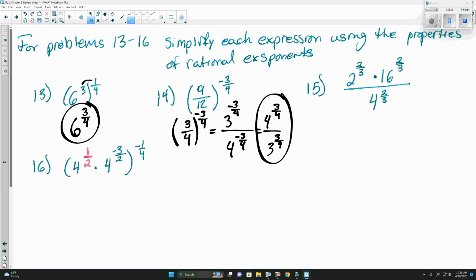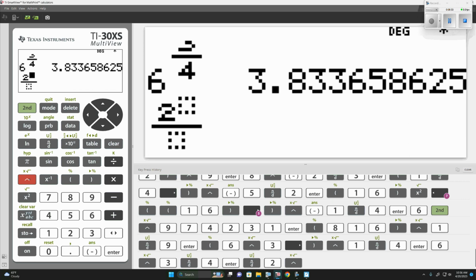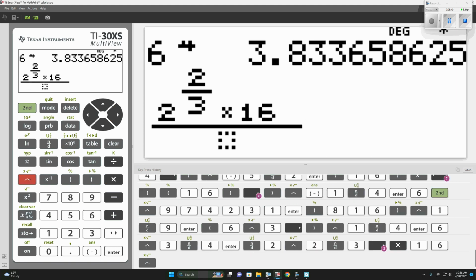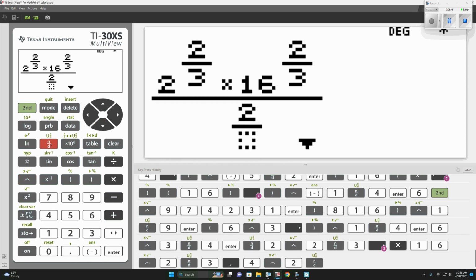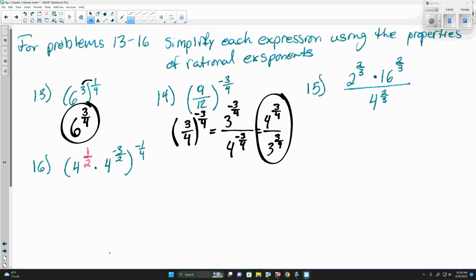Any questions on 13 or 14? 15, we can try plugging this into the calculator. Fraction 2 to the, I believe it was 2/3, yes? Times 16 to the 2/3, all over 4 to the 2/3. Now it gave us a whole number, no decimals. So it works out that it is 4. Now since everything did have the 2/3, we would pull it out and then simplify from there.